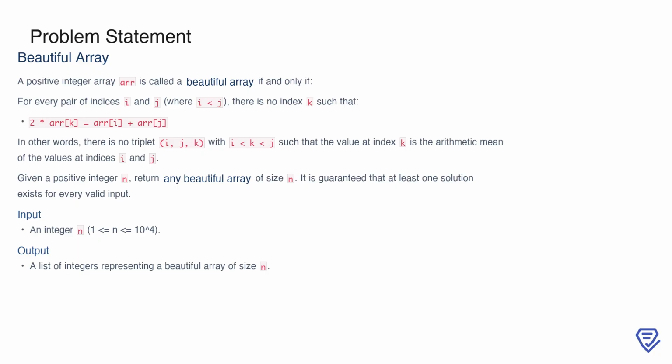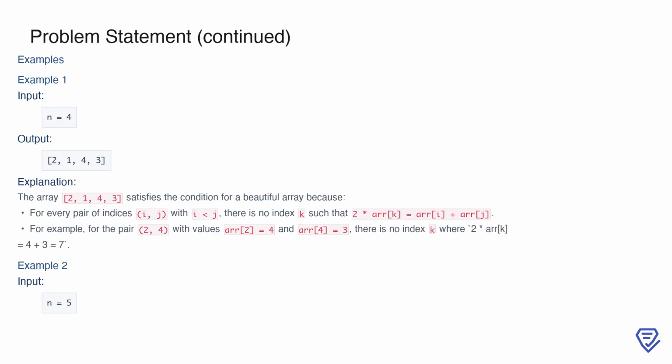The goal is to generate any beautiful array of size n, where n is a positive integer provided as input. The problem guarantees that at least one solution exists for every valid input. The input consists of a single integer n, ranging from 1 to 10,000. The output should be a list of integers representing a beautiful array of size n that satisfies these constraints. Let's look at a few examples to understand this concept better.